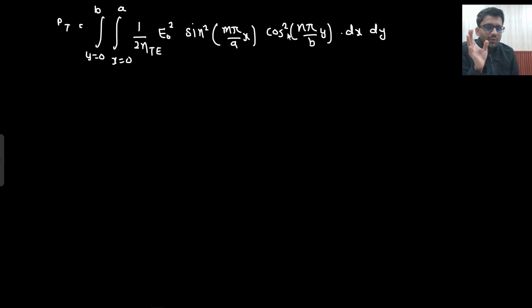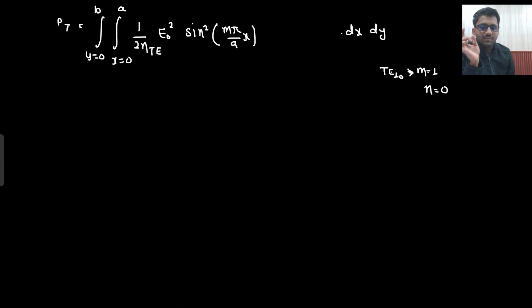Value of n is 0. For TE10 mode, the value of n is 0, no? For TE10 mode, m is equal to 1 and n is equal to 0. So n equal to 0 you will put here. So cos 0 is 1. So this term is gone.